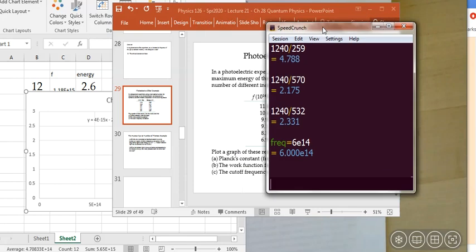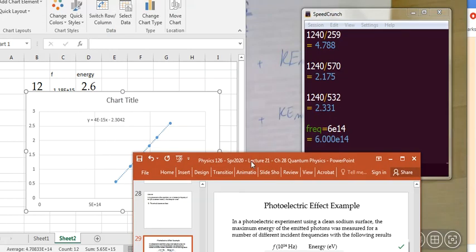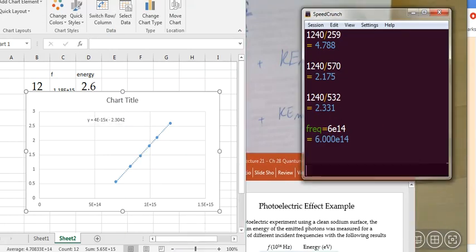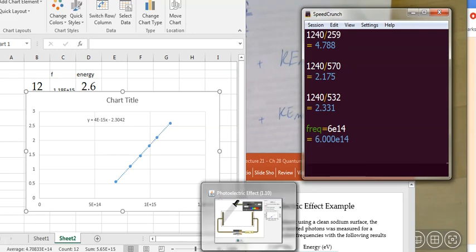The other way that we could do this is to set y equal to 0, and so that is going to be hf minus 2.3 equals 0.